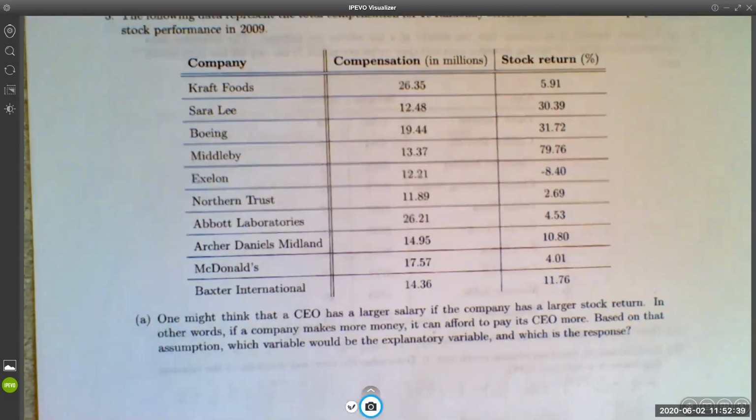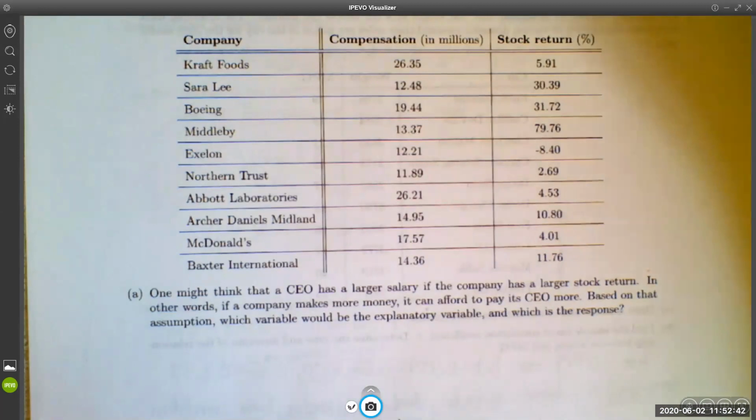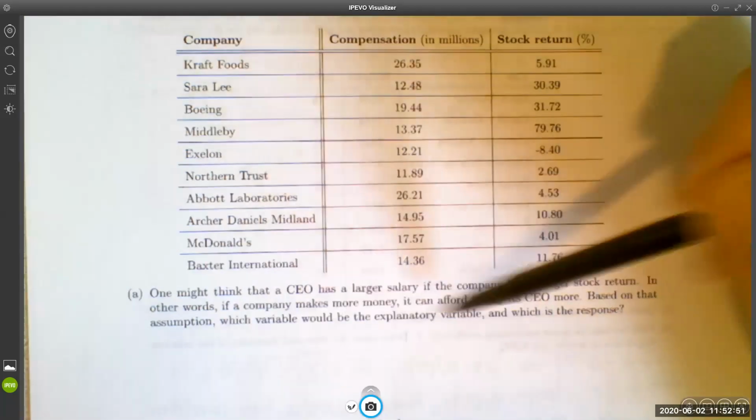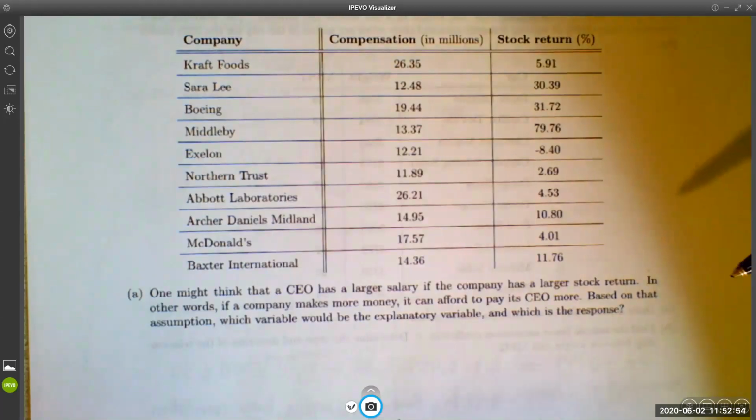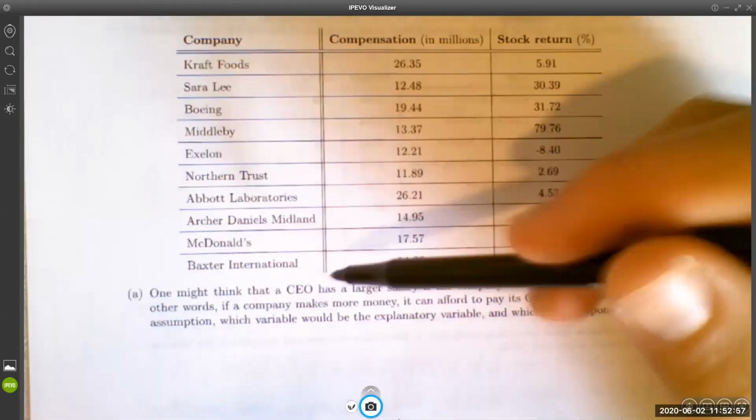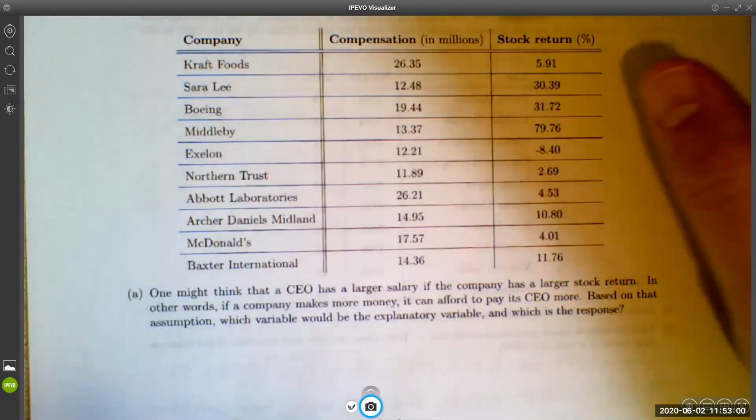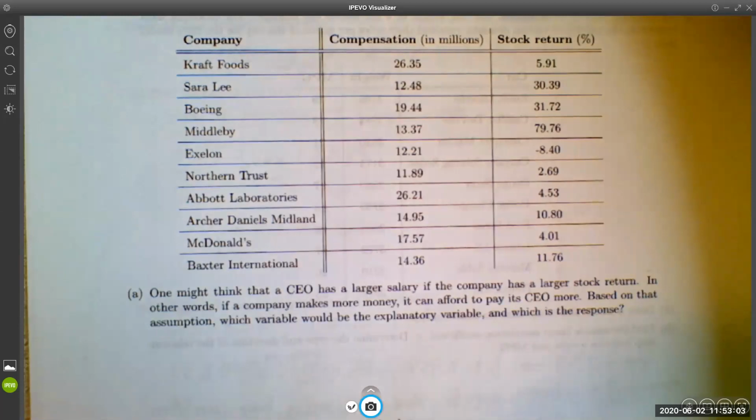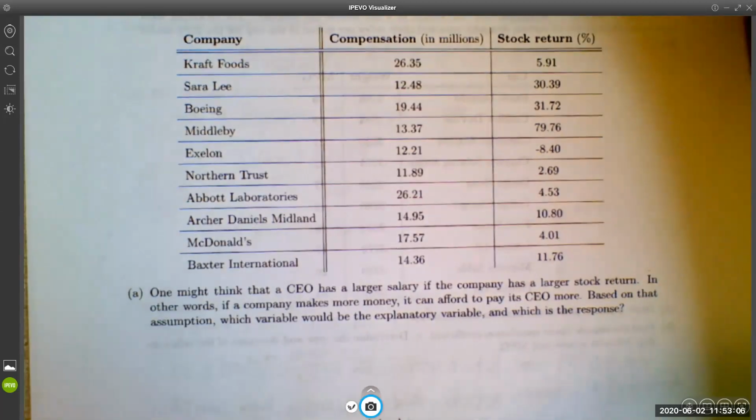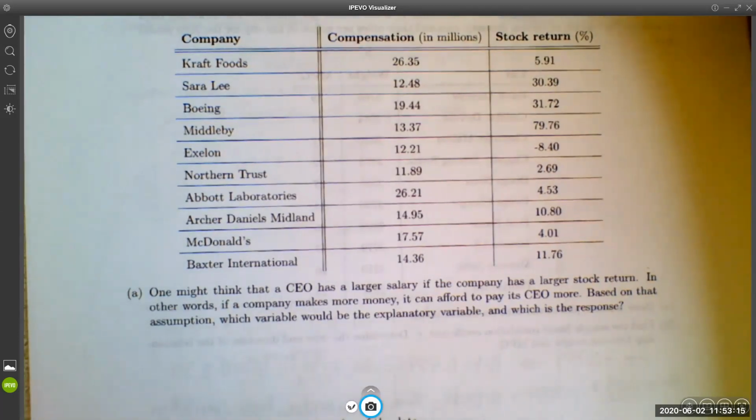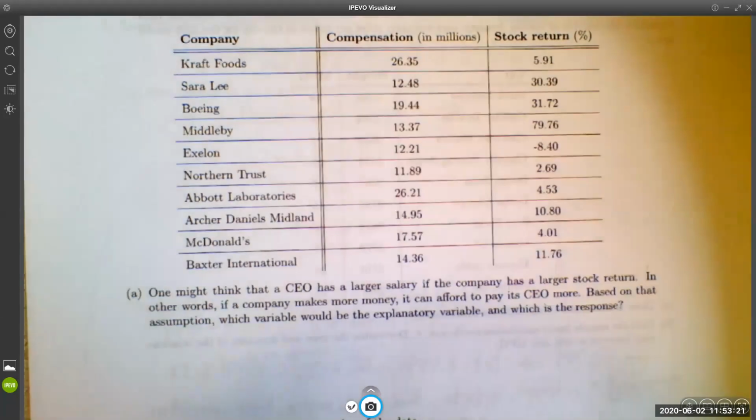Let's see if there's a correlation. Now, part A says, one might think that a CEO has a larger salary if the company has a larger stock return, right? They might think that because if a company makes more money, then it can afford to pay its CEO more. Okay, that makes sense. Based on that assumption, which variable would be the explanatory and which is the response? Well, if the company has a good stock return, then it's going to be able to afford to pay the CEO more money. So we're thinking that the stock return explains the compensation, right? So the stock return would be the explanatory variable.